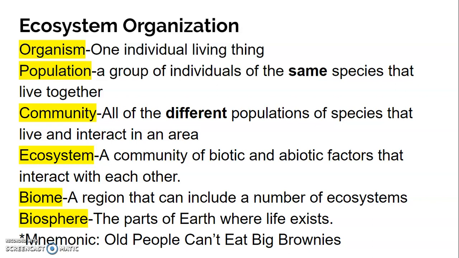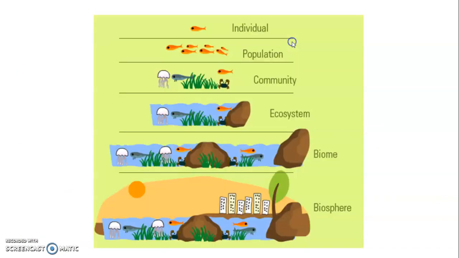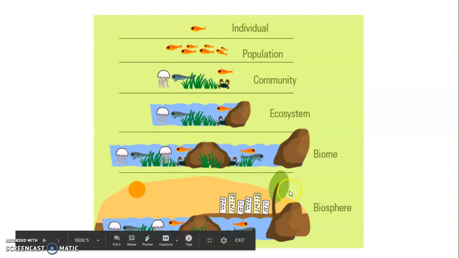The mnemonic device to remember the organization of an ecosystem was "old people can't eat big brownies." So organism, population, community, ecosystem, biome, and biosphere. Here's an image showing that. Instead of organism, it does say individual, but it's the same thing. So again, we have one single thing, one organism, and then a population is the same type of species. Then we have a community, which is all the different types of species. Ecosystem is now where we add the abiotic factors. So as you can see, water is added and rocks are added. Biomes are several ecosystems put together. And then the biosphere is where all of the living things are at.